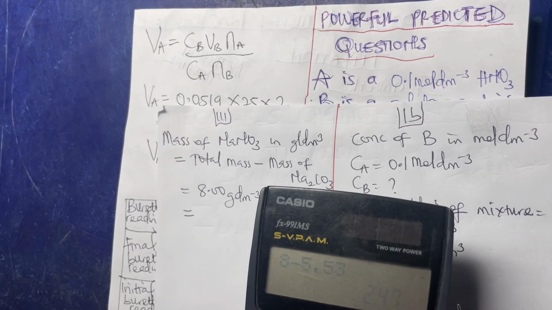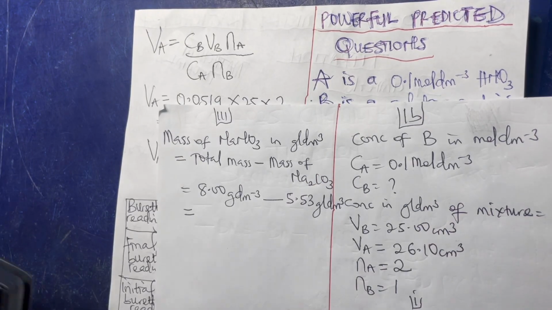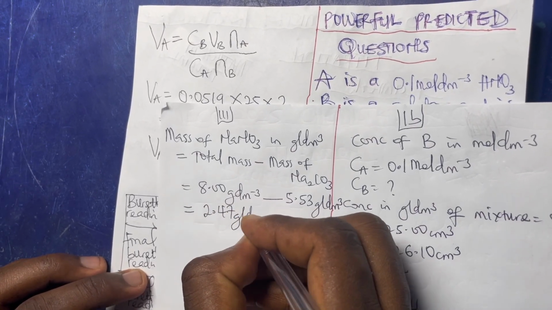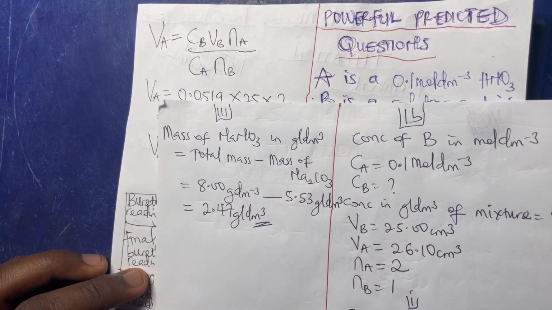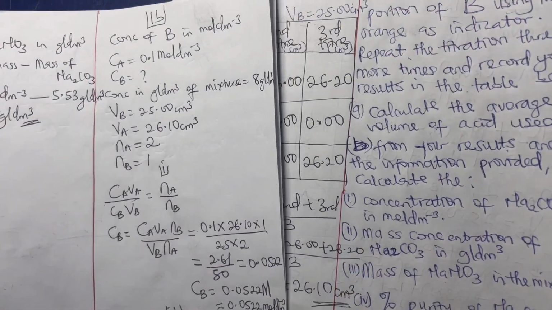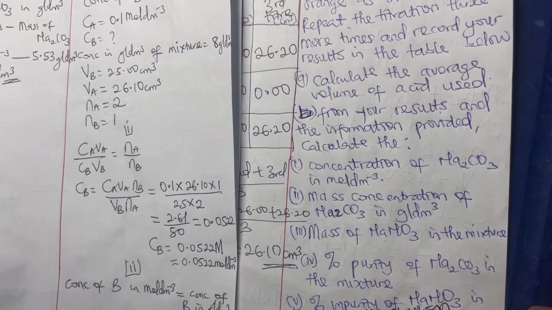5.53, and that gives me 2.47. So the answer for this one is 2.47 gram per dm cube. So I am done with the III. Now for the IV. The IV here says that you calculate the what?